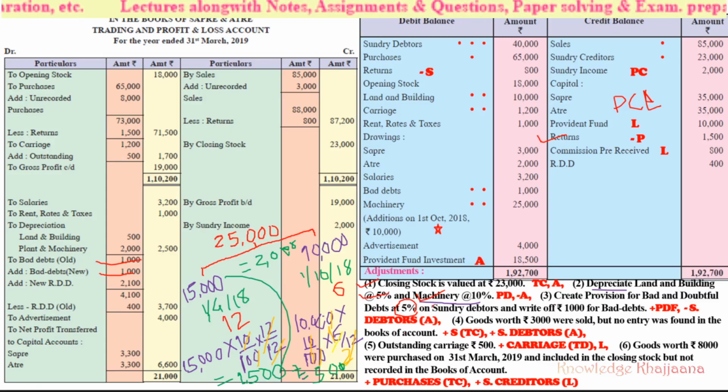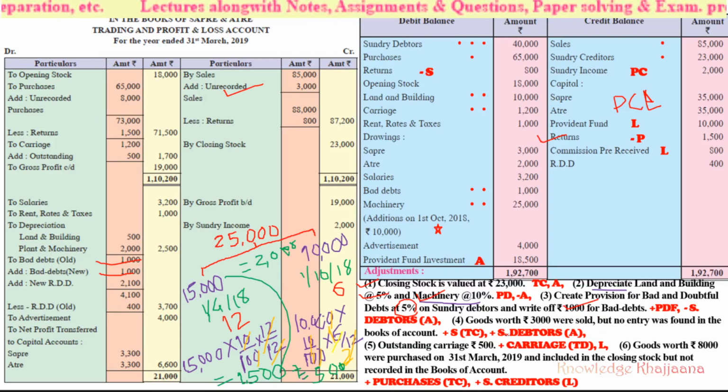So this percentage RDD calculation can be done only after doing all the adjustments of new bad debts and all. It can be calculated on the remaining value of the debtors. Then only one of these we have done, rupees 1000. Goods worth rupees 3000 were sold, but no entry was found in the books of accounts. So we have to record the unrecorded sales first. Always remember, after entering the sales we have to record the unrecorded sales first, then we can deduct the sales return. So this first entry we have done, 3000 sold.